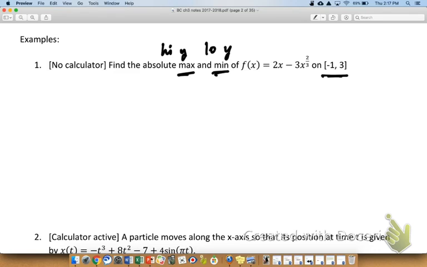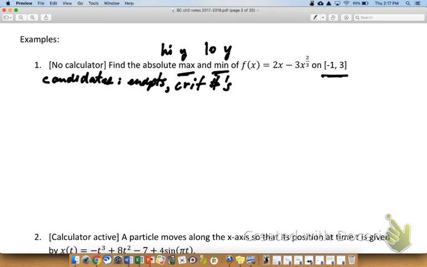And so what we do is we find likely candidates, is the word I use. We're going to find realistic candidates, and the realistic candidates are going to come from 2 categories. Veterans, you remember what the 2 categories are? Critical points and endpoints, or critical numbers and endpoints, right? These are our candidates. These are the only realistic possibilities. Candidates are endpoints and critical numbers or critical points.